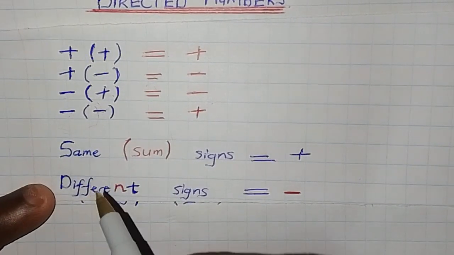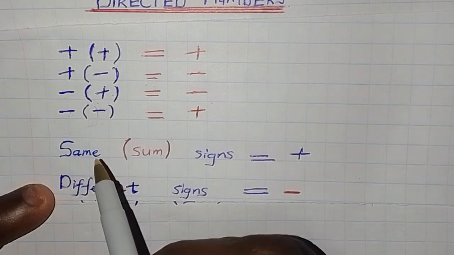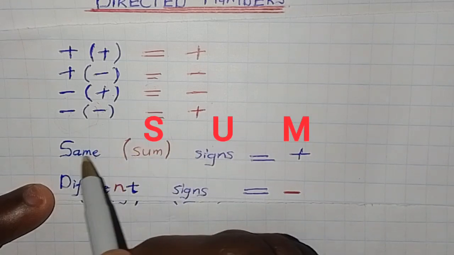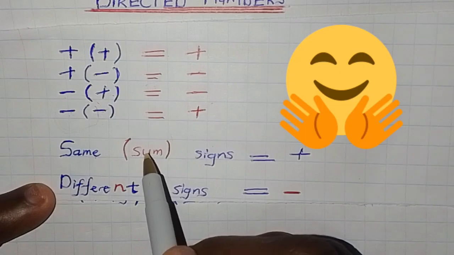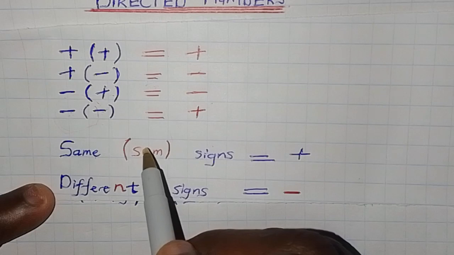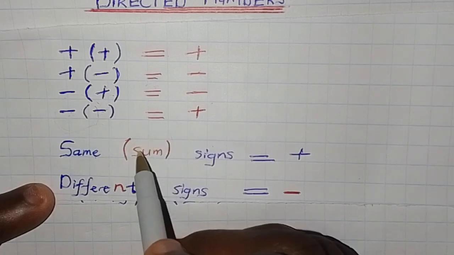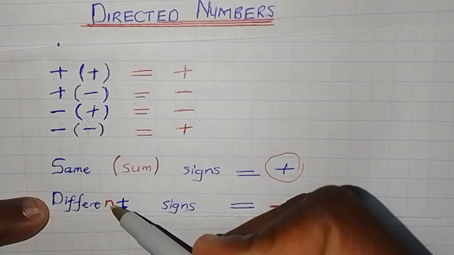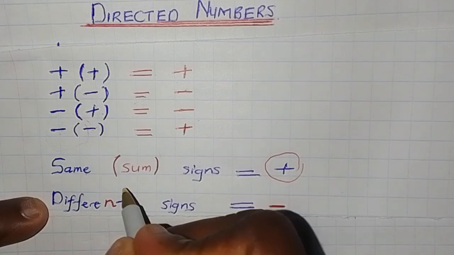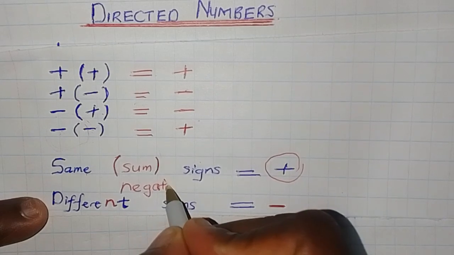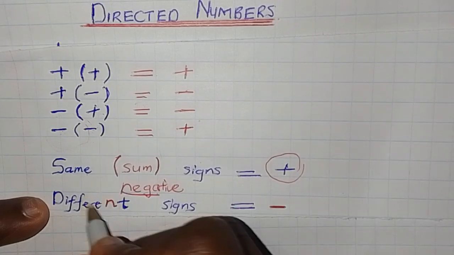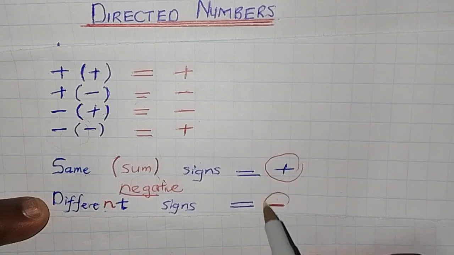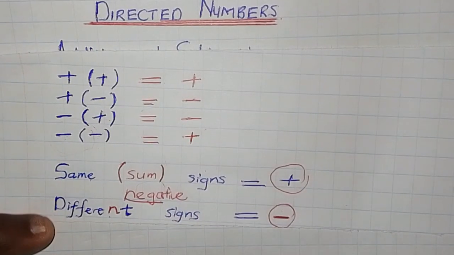So here's a trick for you guys. Maybe this will help you to remember. Same signs, same signs. So you can pronounce it as "sum signs." This might sound stupid, but it's to help you guys. We all know that in mathematics, the word sum is associated with plus. So if the signs are the same, the result is positive. The n here in "different signs" represents the word negative, and we all know negative is minus. So if the signs are different, the result is negative. I think that has helped you guys.